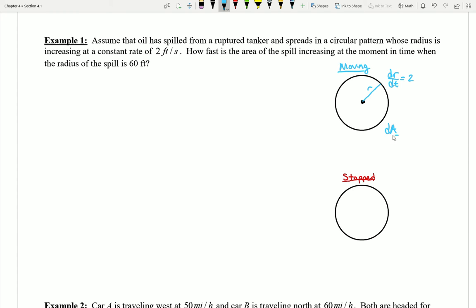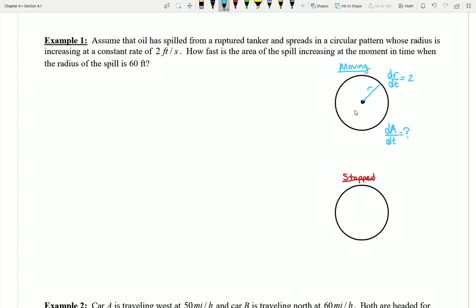Now, of course, if the radius is changing, that also means that the area of this circle is changing. So I might ask the question, how quickly is the area changing? Well, the answer to this question, I don't really know. I mean, that's really the goal of the whole question. But I can see here that in this moving picture, I can label things that are yet to be determined in some way. That is, I don't know the length of the radius, and I can mark that in the picture.